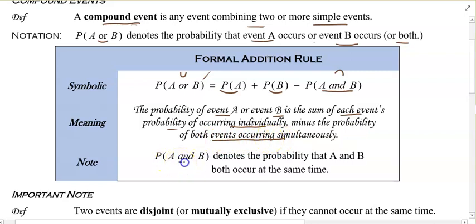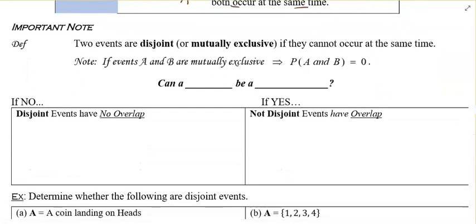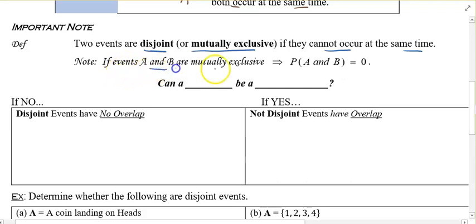Probability of A and B, again that's intersection, denotes the probability that A and B both occur at the same time. Now a Venn diagram is very useful to really get this idea out of the way. Two events are disjoint or mutually exclusive if they cannot occur at the same time. There's no way they could happen at the same time. In the event that A and B are mutually exclusive, the probability of A and B would be 0.